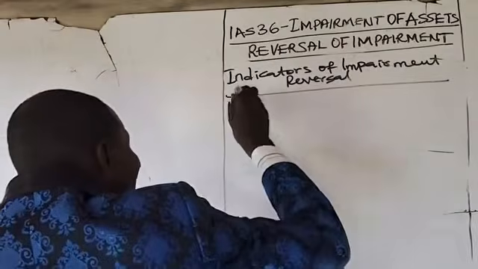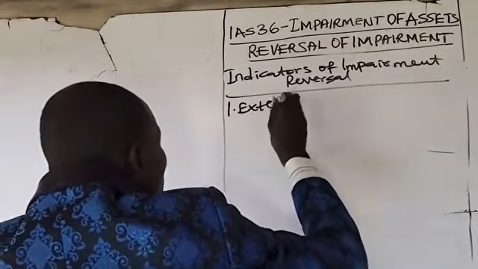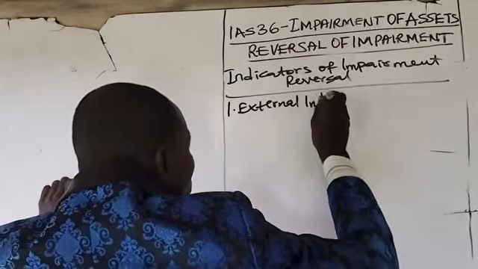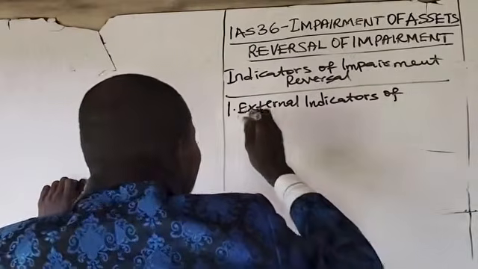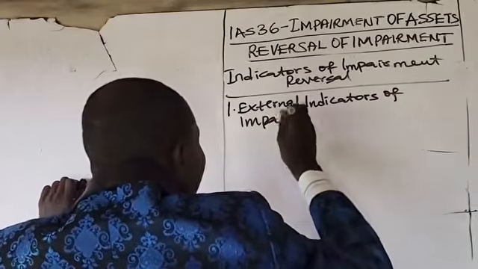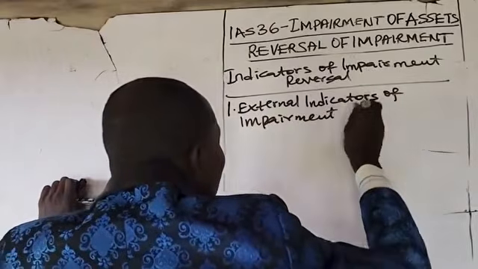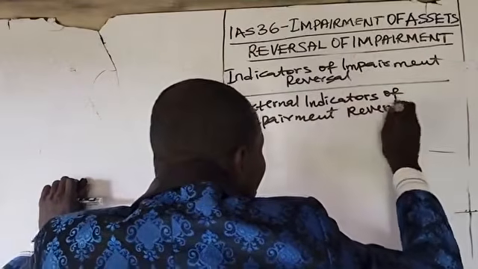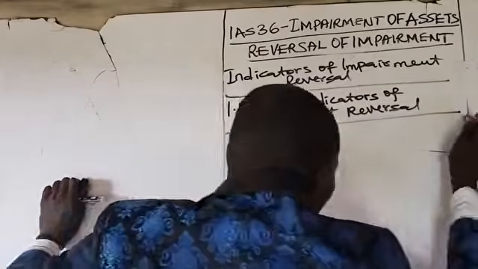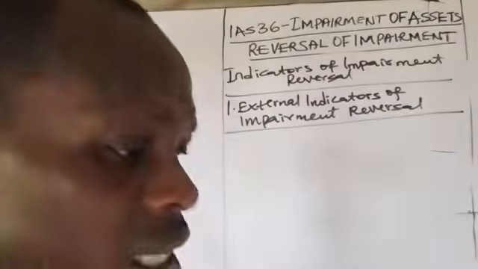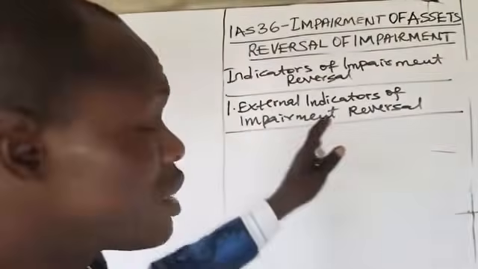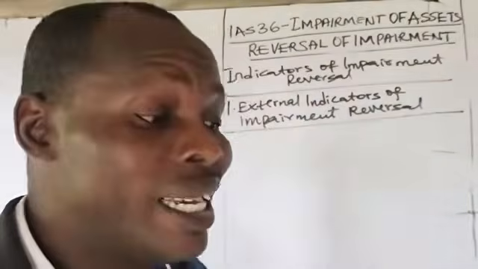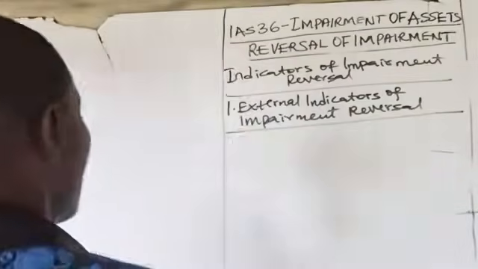So what are the external indicators of impairment reversal? What are the conditions outside the entity that indicate that the impairment loss that has been granted in the past has now been reversed? Number one is increase in the asset market value.